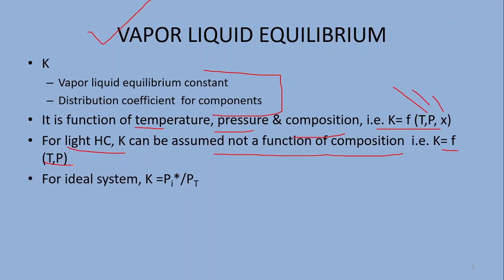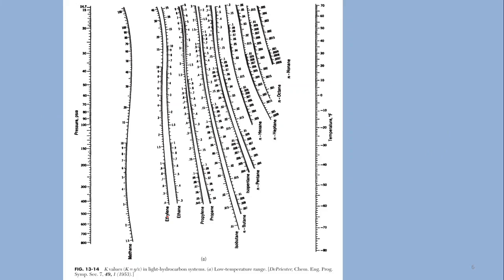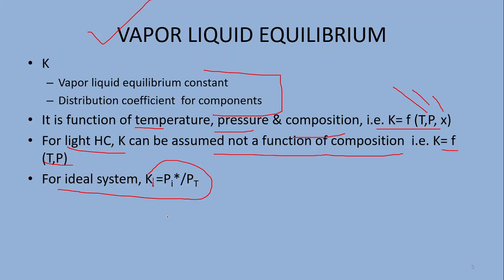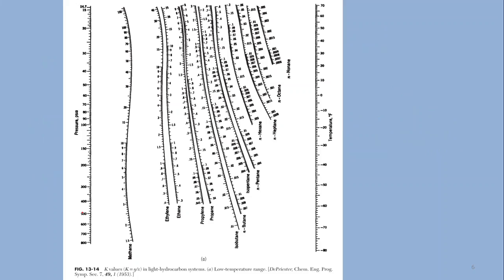And further we know that for the ideal system, K can be written as K equal to Pi, the vapor pressure of any component, the ith component, divided by the total pressure Pt. This formula is very useful for calculation of K, and K is even calculated when the pressure is constant. In fact, if the pressure is constant, K is simply a function of temperature.